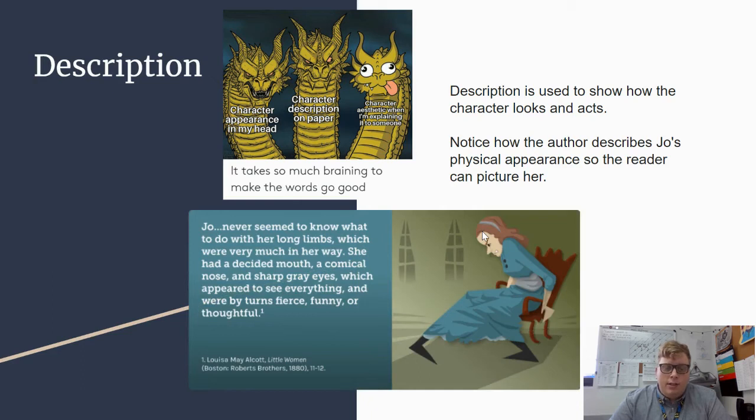Notice how the author describes Jo's physical appearance so the reader can picture her. "Jo never seemed to know what to do with her long limbs, which were very much in her way. She had a decided mouth, a comical nose, and sharp gray eyes, which appeared to see everything and were by turns fierce, funny, or thoughtful."